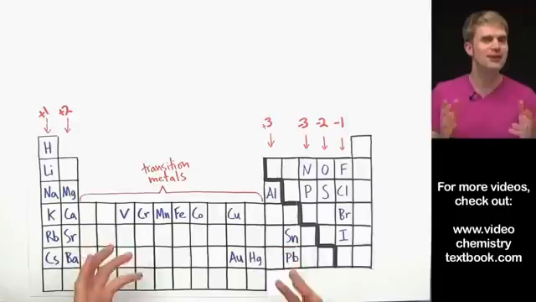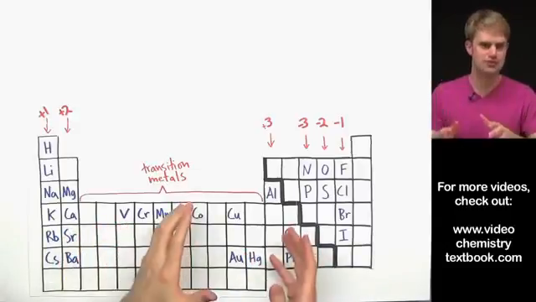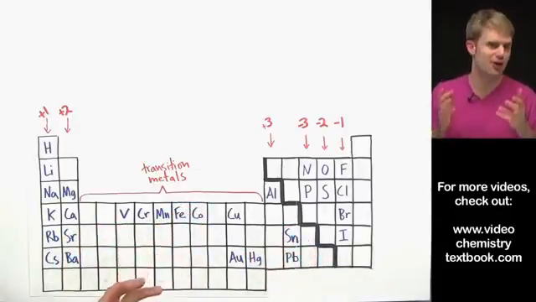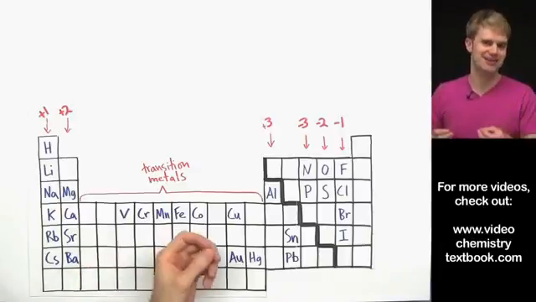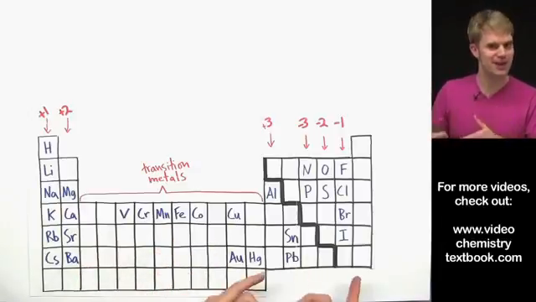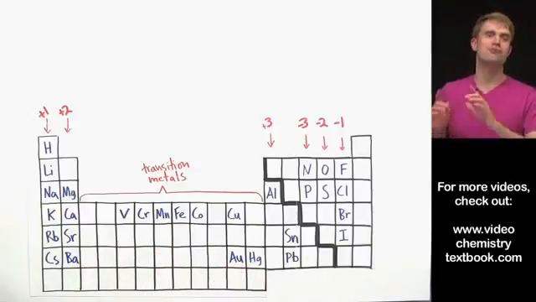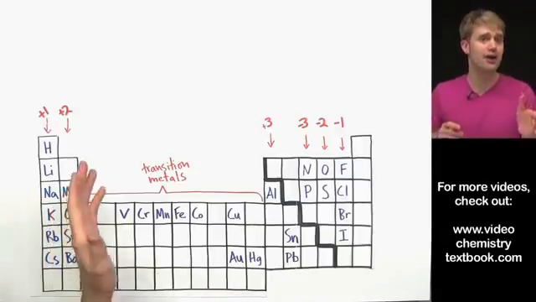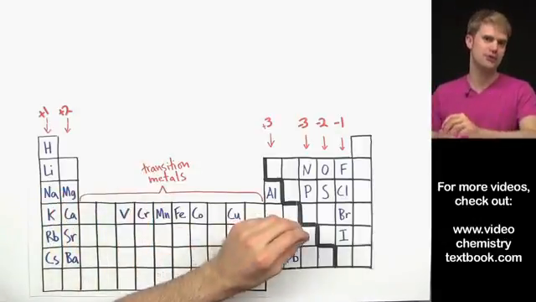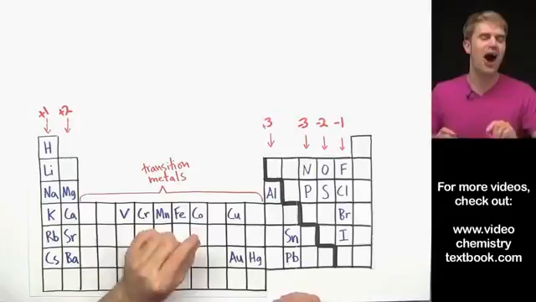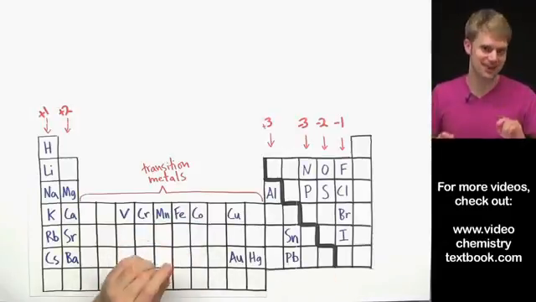So if you want to get really good at naming compounds with transition metals and using the Roman numerals and all that, you've just got to get a lot of practice. So I've made another video that's just a whole bunch of practice problems on naming ionic compounds with transition metals. But before you check that out, I want to talk about a couple of important things.